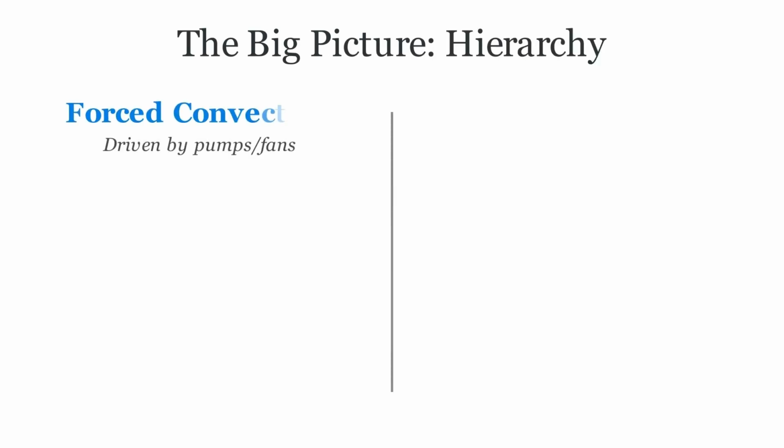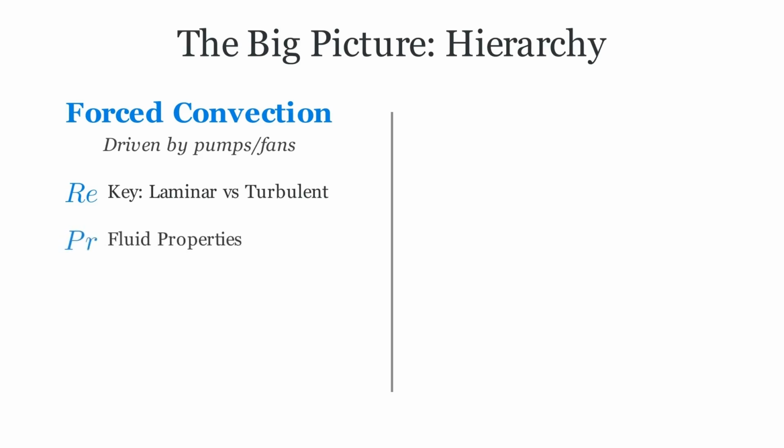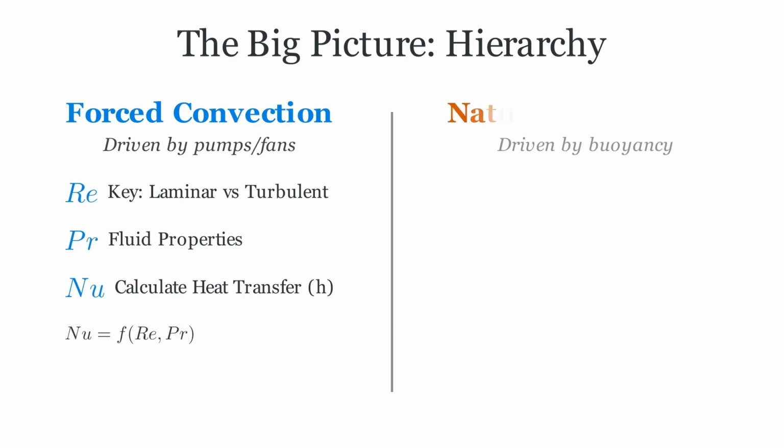The hierarchy: convection type 1, forced convection, flow driven by pumps or fans. Key number, Reynolds number, Re, tells us laminar or turbulent. Also need Prandtl number, Pr, tells us fluid properties. Calculate Nusselt number, tells us heat transfer coefficient. Typical correlation: Nusselt equals F of Rayleigh, Prandtl.